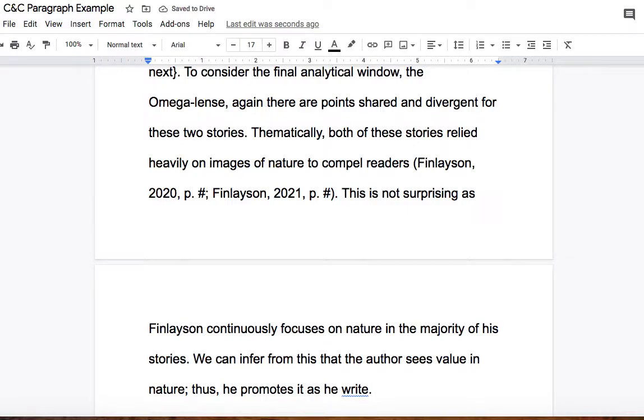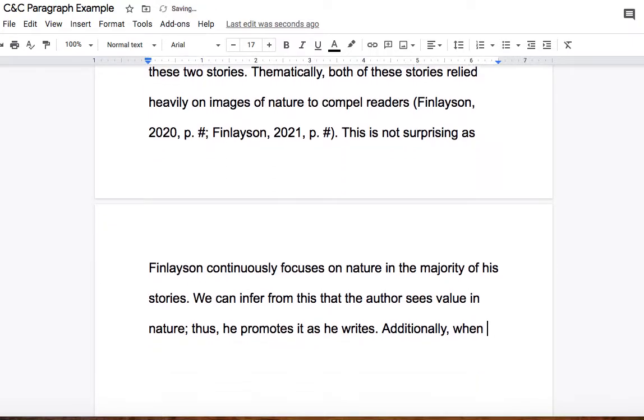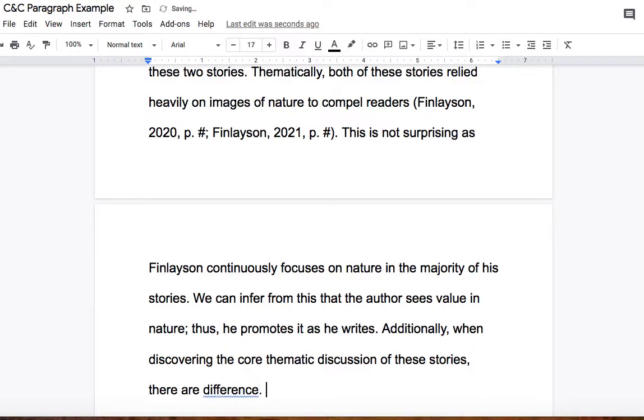Okay, so that's the similarities closed off. Now we'll talk about the differences. So that's the transitional sentence there. So what am I going to say next?